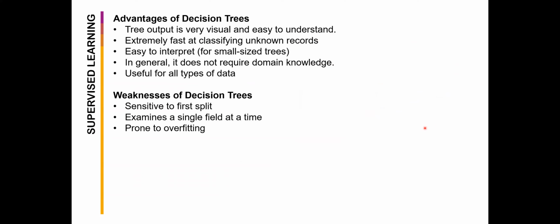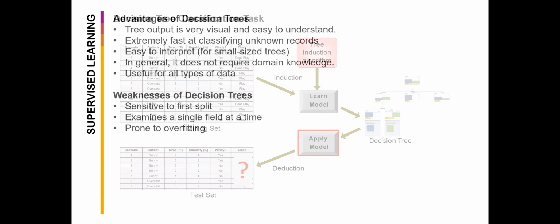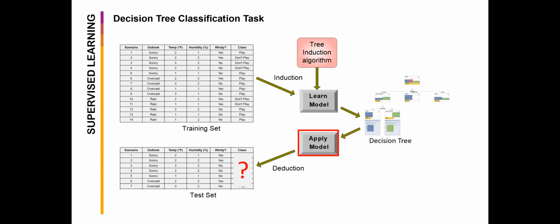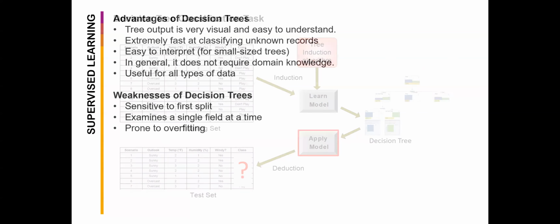But again, there are some weaknesses to decision trees. It's very sensitive to the first split. In this case, I did not dictate to the tool to start with the outlook column. If they start with temperature, with humidity, or with windy, this tree model will change as well. So it's very sensitive to the first split. In this case, it's the outlook.